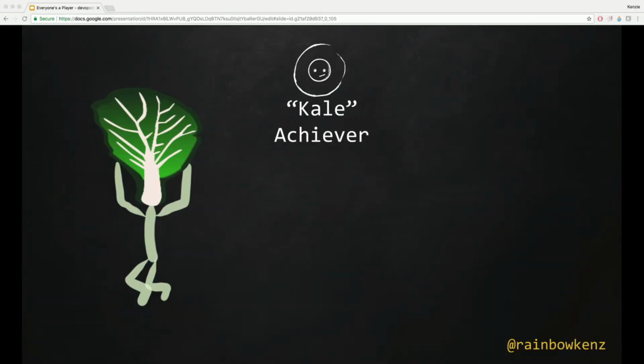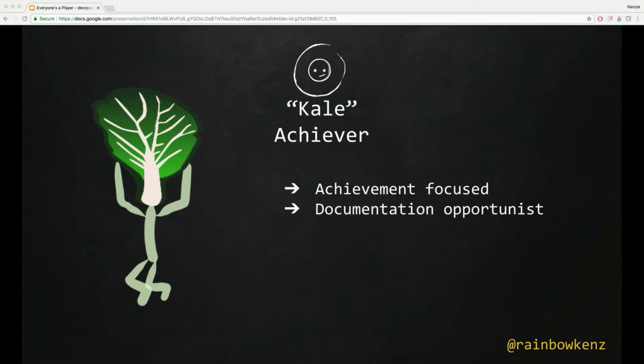So, CALE. How does CALE relate to documentation? It really depends on how it fits into what they're trying to achieve. Because remember, achieving great things is what CALEs love best. This means that if documentation is part of the criteria that will be used to evaluate the success of a project, it will be a priority for them. Otherwise, it won't. As a documenter, I would suggest that CALEs are often opportunists.